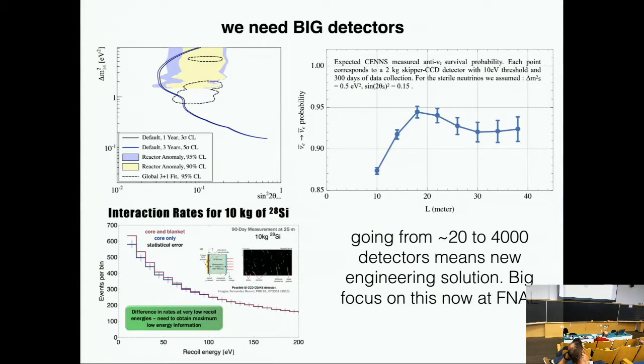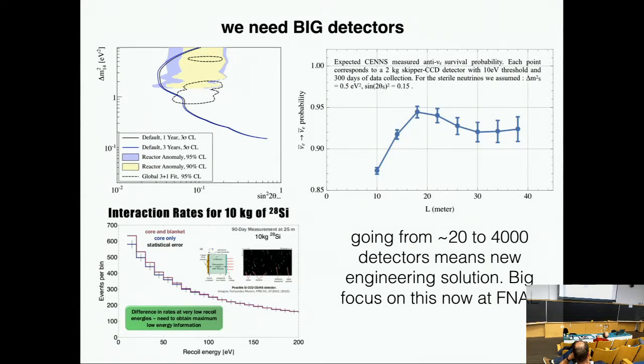Okay, and why do we need to do this? Once you have 20 kilograms or so of this detector, then you can look for steady neutrino oscillations with a nuclear reactor. You can also do an experiment with a neutrino source, where you will look for the disappearance of the standard neutrino at very short distances because of the low energy of the neutrinos that you are going to be looking at.